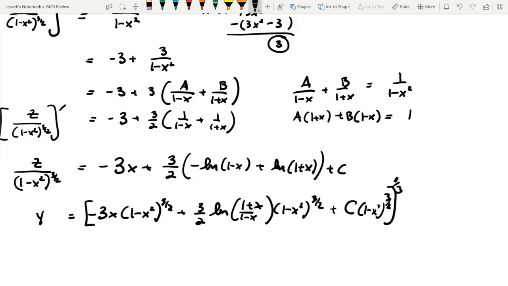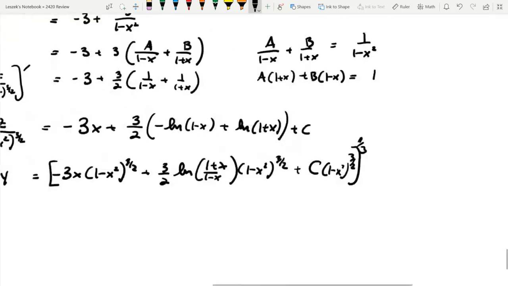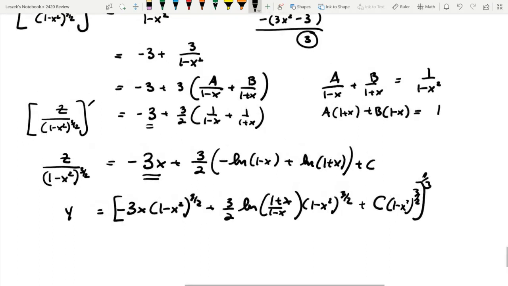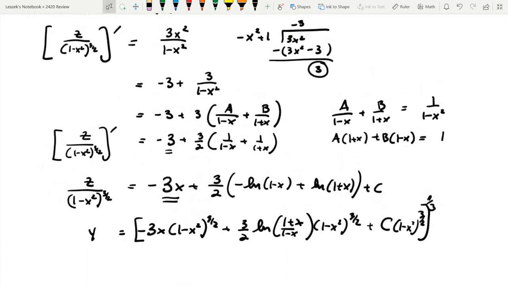Minus 3x. This guy? This guy? That came from anti-differentiating negative 3. Am I wrong? Okay. Anyway, I'm getting that negative 3x from anti-differentiating the negative 3. And I got that negative 3 by doing the division over here, the long division.